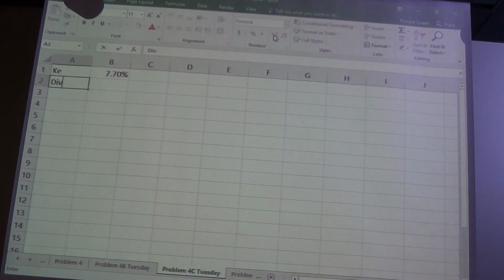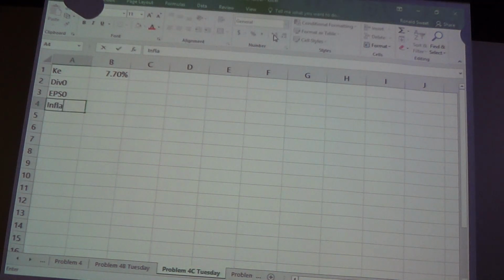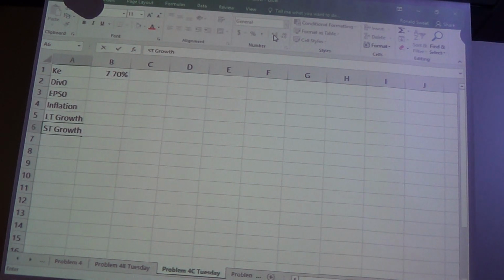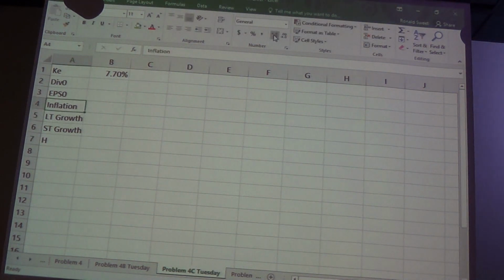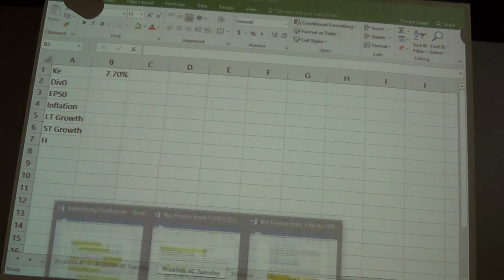We need dividend 0. We need EPS 0. We need inflation. We need long-term growth. We need short-term growth. And we need H. All right, so we'll just plug all those in. Once we get all those numbers, it's just a matter of plugging everything into the formula. So it's actually fairly straightforward.